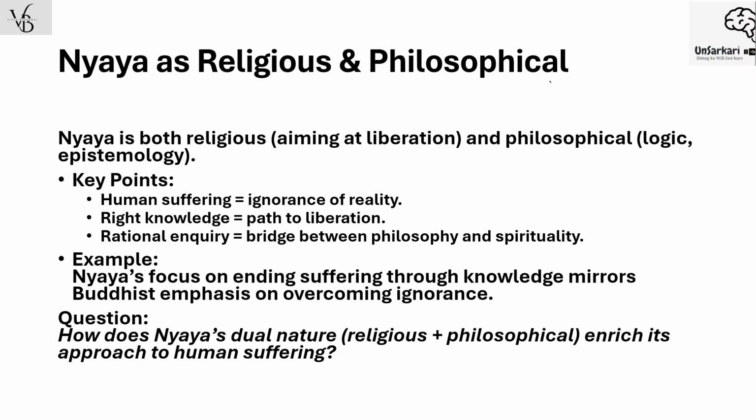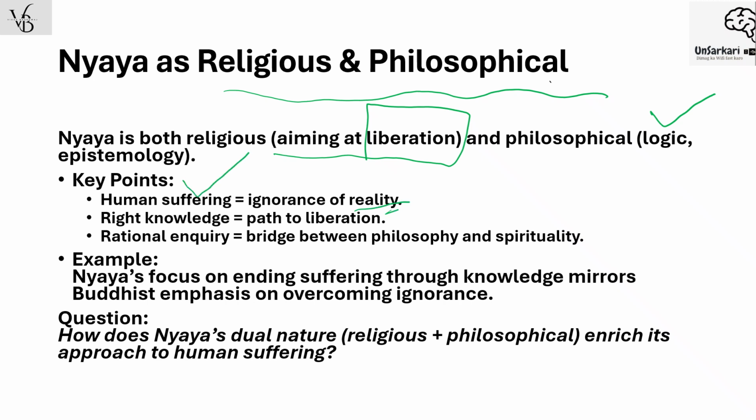So Nyaya is a religious and philosophical school, because it is religious, aiming at liberation, moksha, and it is philosophical because it has logic and epistemology. Why? As I told you before also, human suffering is there because of ignoring reality, because humans are ignorant of the reality. Right knowledge can only lead to the right path to liberation. Rational inquiry is the bridge between philosophy and spirituality. If you become completely rational, then it is a very mechanical approach. So Nyaya school's focus is on ending suffering through knowledge. It reflects the Buddhist emphasis on overcoming ignorance. That is why Nyaya school is deeply related with Buddhism.